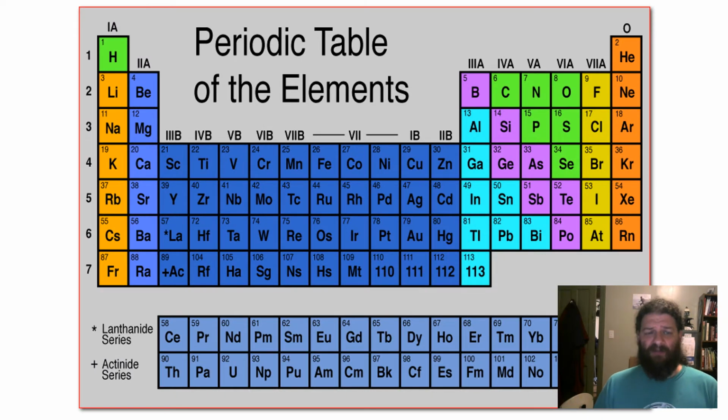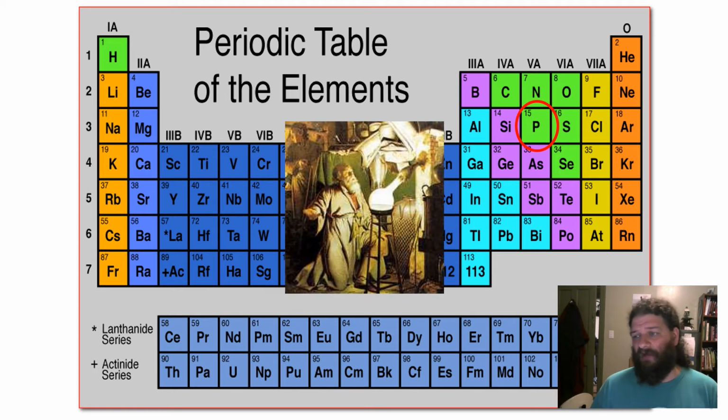Really what we're talking about with chemistry, of course, is interactions between atoms. We can get into nuclear chemistry and interactions within atoms, but basically we're talking about interactions on the atomic level. And here, of course, is the table of elements.